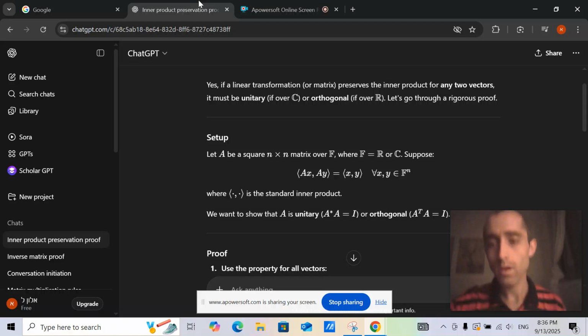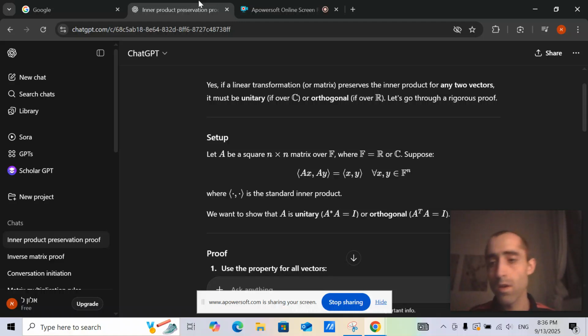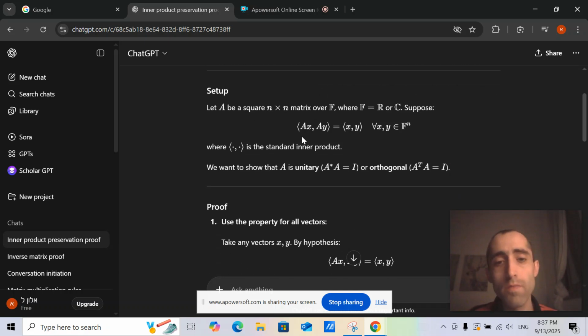Okay, so the idea now is to talk about the connection, or why a square matrix that preserves the inner product must be orthogonal in the real space or unitary in the complex space. So let's start. If I say that a square matrix preserves the inner product, it specifically means this one.